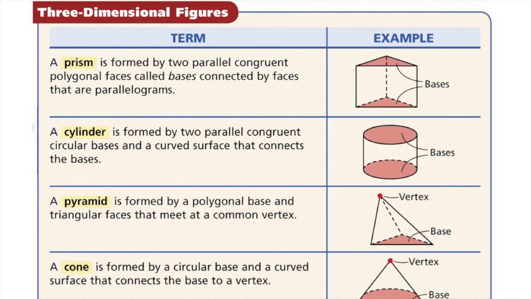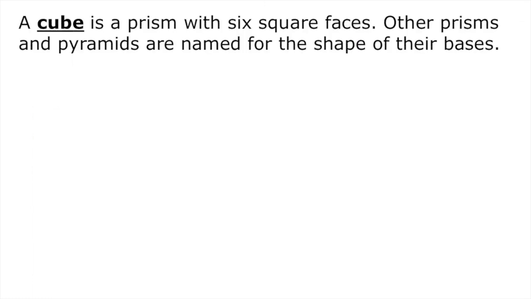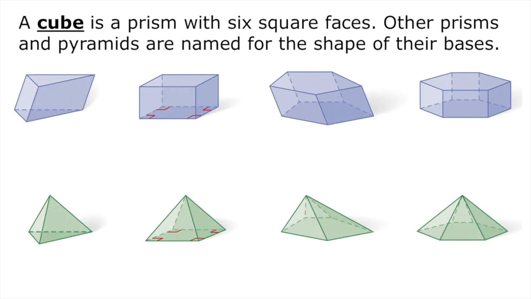A lot of times when we see 3-dimensional objects, people refer to them as cubes. However, a cube is a prism that has 6 square faces. It has to be perfectly square. Other prisms and pyramids are named for the shape of their bases. Look at these solids and see if you can name them. The first one has 2 bases, and the base is a triangle, so we would call it a triangular prism.